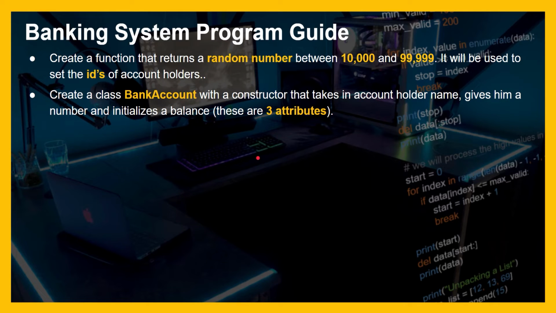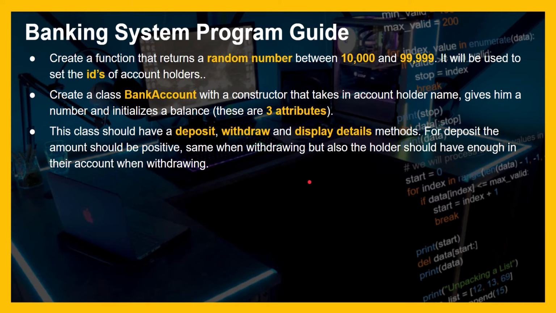Next, you'll need to create a class bank account with a constructor that takes in the account holder's name, gives him a number, and initializes a balance. These are going to be the three attributes. So if you don't know how classes operate, I'm going to link the object-oriented video explanation somewhere around here, so you can go watch it before you continue on. But if you already know your way around object-oriented programming, then you should know how these work.